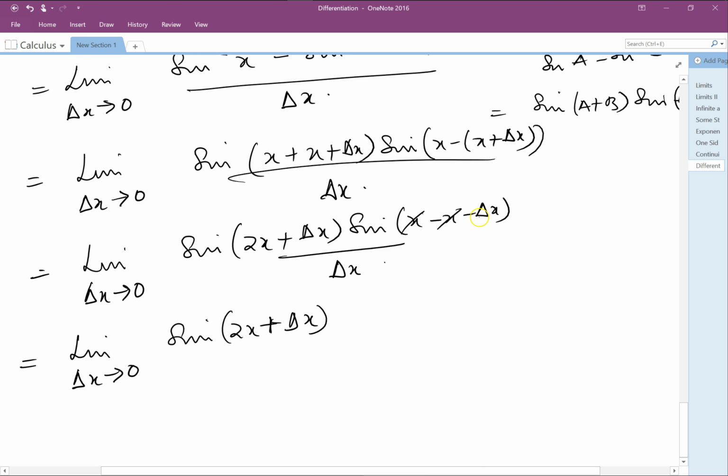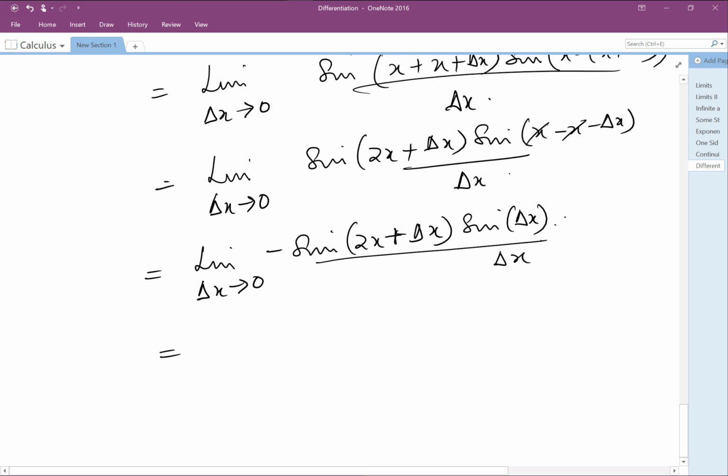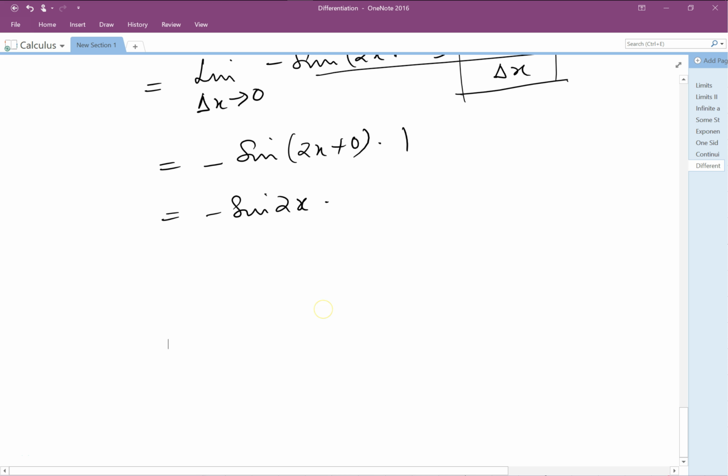Now sin of minus delta x becomes minus sin delta x. So minus, we bring it here. So sin delta x, and this denominator delta x, we take it under this. We can always take it like that because there is no addition subtraction on the top. Now we can take the limit. So if we take it, we end up with sin 2x plus 0, and remember this whole thing becomes 1, so which is minus sin 2x.